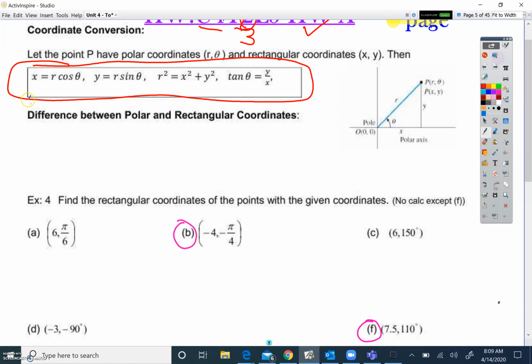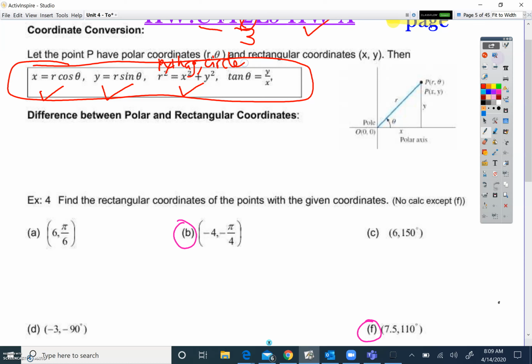You will need the horizontal component, x equals r cosine theta. Y, or the vertical component, which is r sine theta. You need the equation that ties x and y together, r squared equals x squared plus y squared, otherwise known as Pythagorean, otherwise known as the equation of a circle.